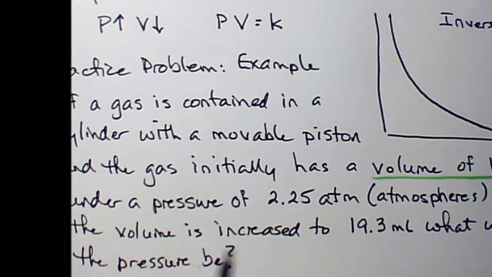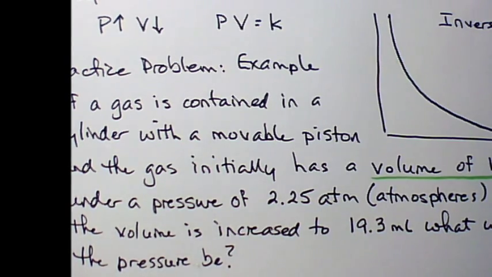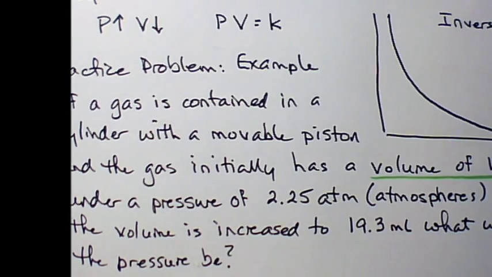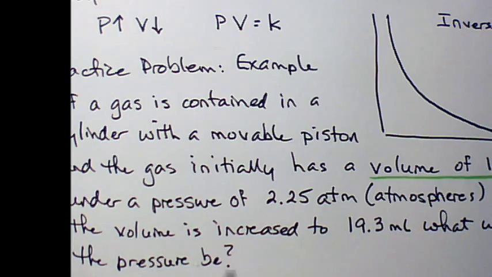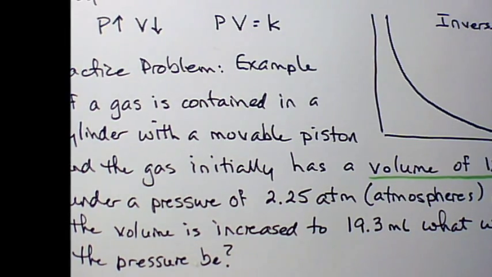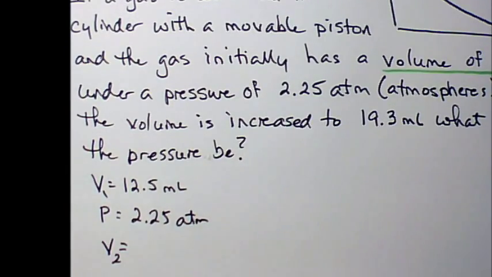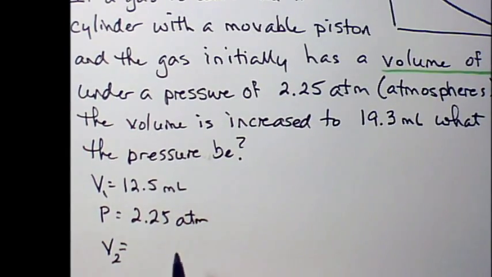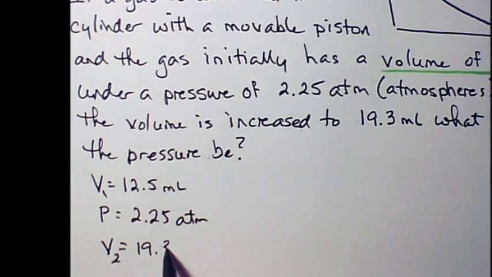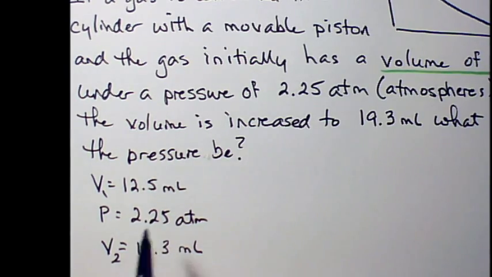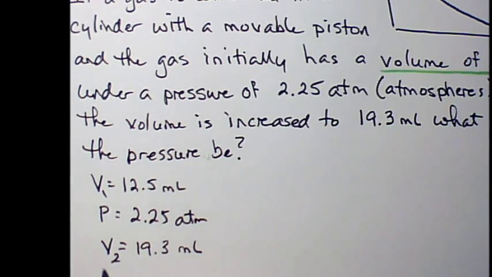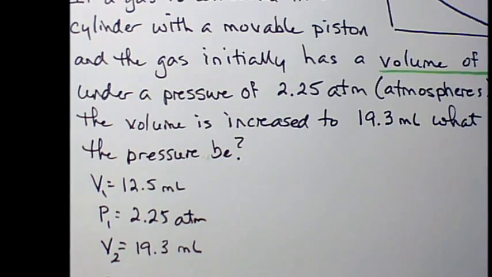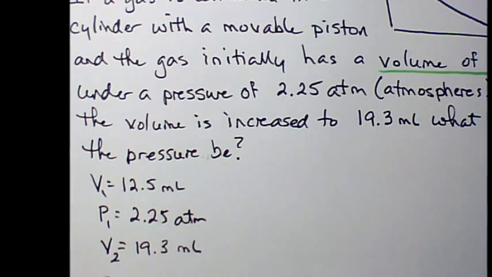And it says it has a pressure, well that's her clue, that's P, right? 2.25 atmospheres. And the volume was increased, so that must be a second volume, making that the initial volume, volume 1. It's increased to 19.3 milliliters. What would the pressure be? So that must be pressure 2 to go along with it. It probably helps a lot if you're watching and listening up here. Okay?